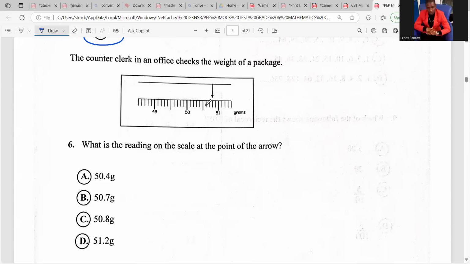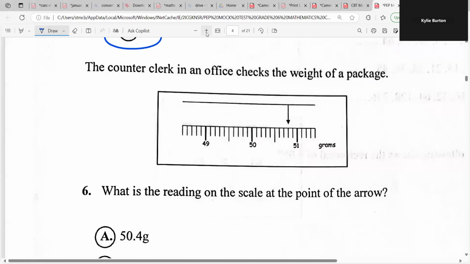All right, let me call on someone. I think everyone basically chose a particular one. Kylie Burton? Yes, sir. Each stroke represents one. So after the 50, you would say 50.1, 50.2, 50.3, 50.4, 50.5, 50.6, 50.7, and 50.8. So the answer would be C, sir.